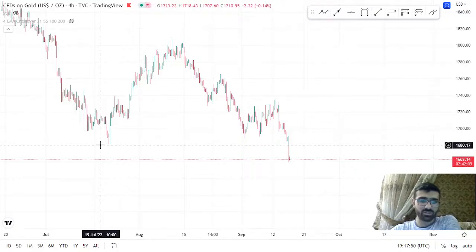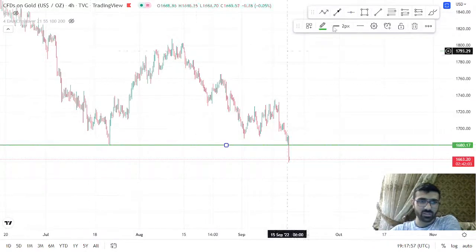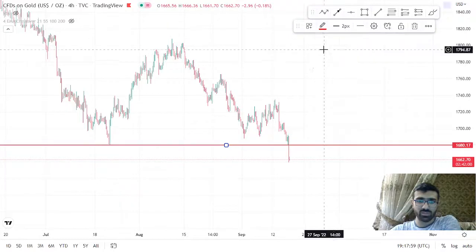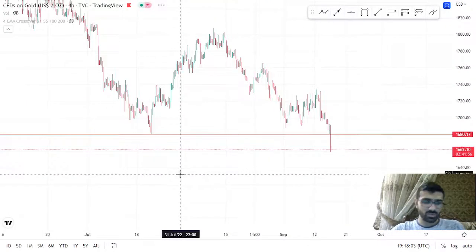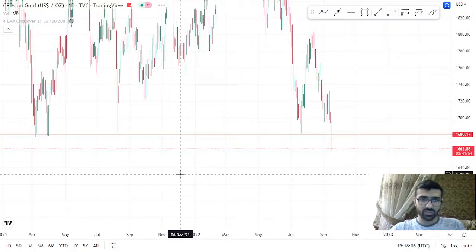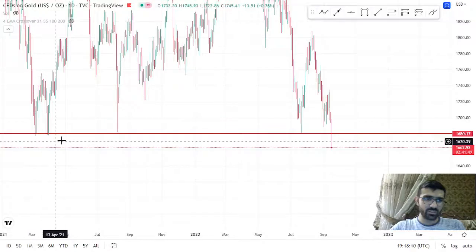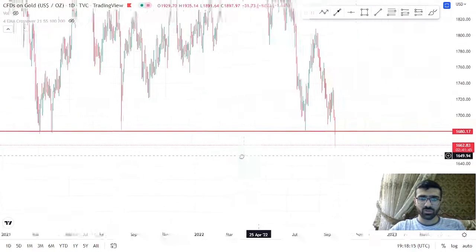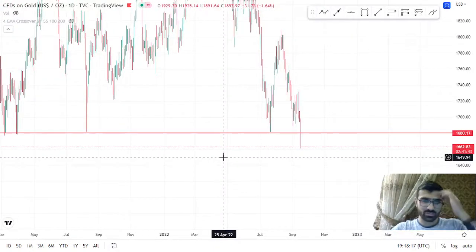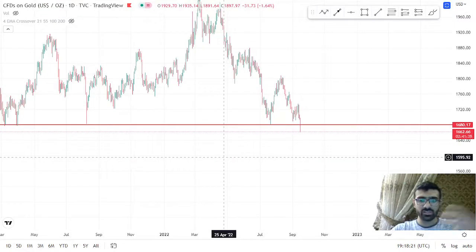Now this area is going to act as an area of resistance. Okay, so let me mark this area as well. In the 4 hour, this is a major area of resistance. Okay, so if I go to the 1 day, you guys can clearly see in the daily this area has been tested over here and over here and even over here. So we have broken below this area. Now we can expect some kind of retracement.